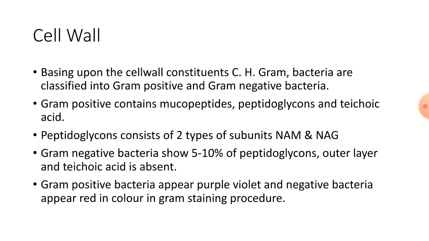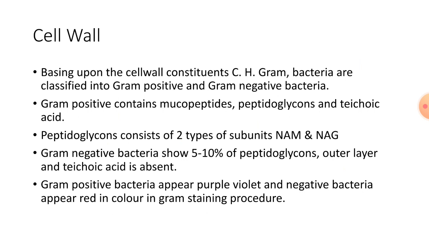Peptidoglycans are 95% of all other constituents of the cell wall in gram positive bacteria. These peptidoglycans show 2 types of subunits, sugars and amino acids. The sugars are of 2 types, NAM and NAG. NAM means N-acetyl muramic acid and NAG means N-acetyl glucosamine.